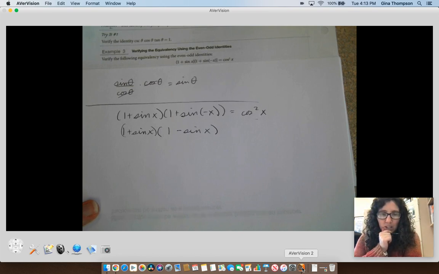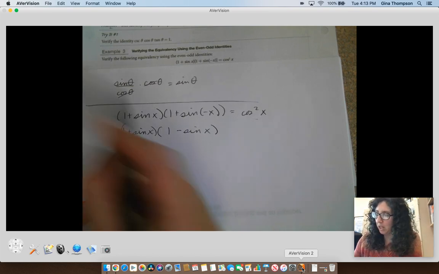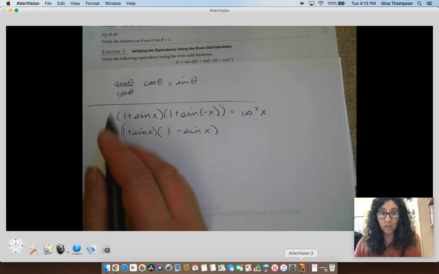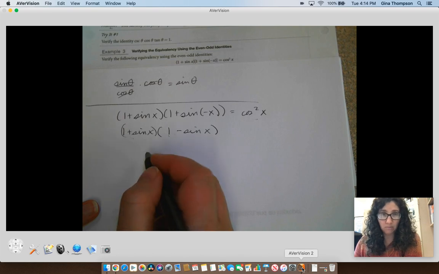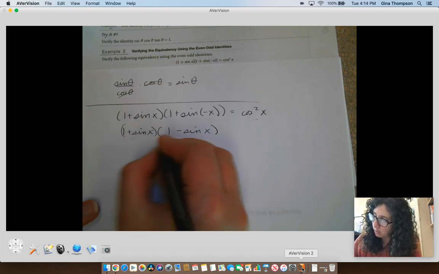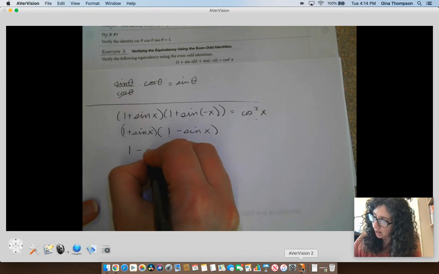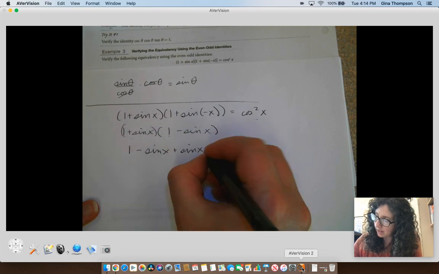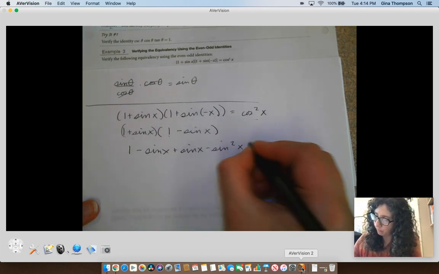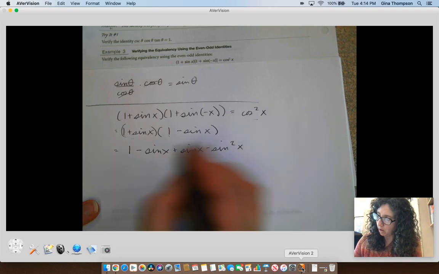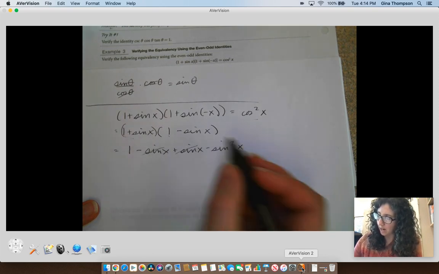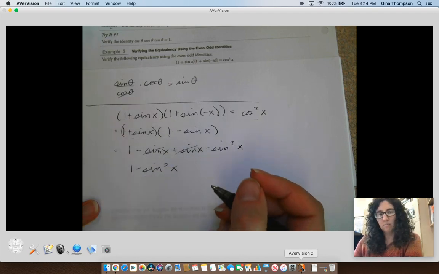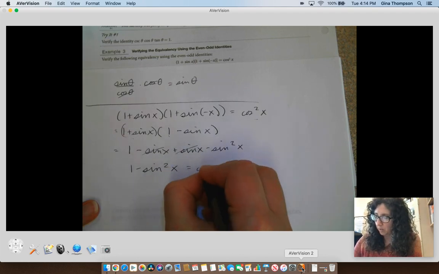Okay, what would be a good next thing to do? How about if we multiply this out? What if we use FOIL or use a box thing from CPM? Let's see, 1 times 1 is 1, minus sine x, plus sine x, minus sine squared of x. Okay, well, minus sine x plus sine x, I'm just left with 1 minus sine squared of x equals cosine squared of x.